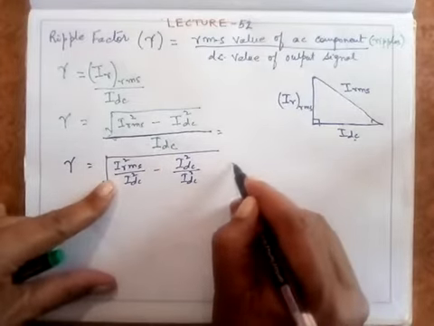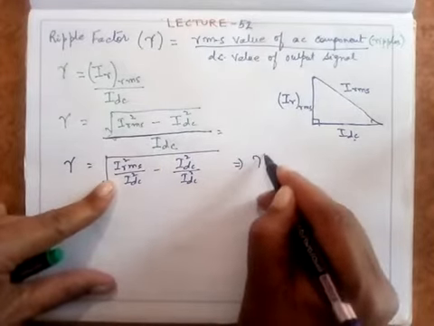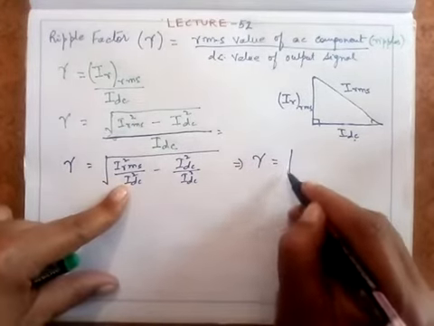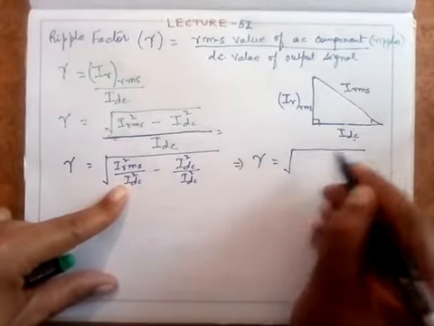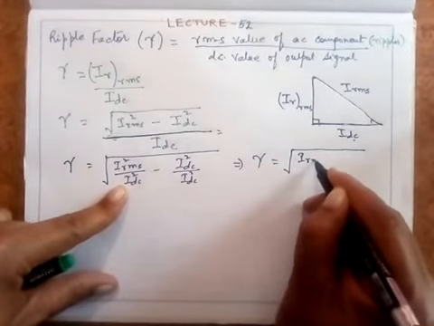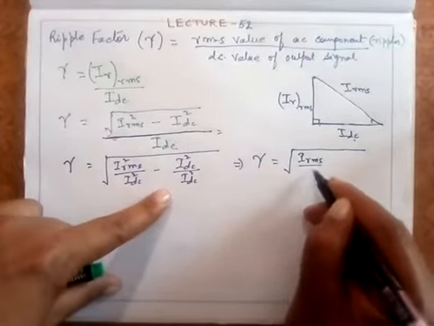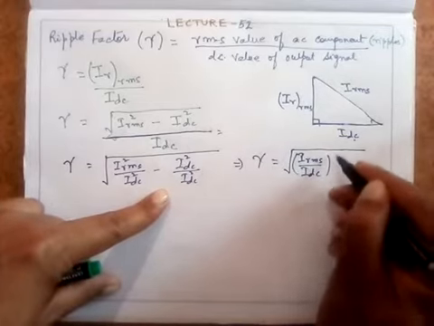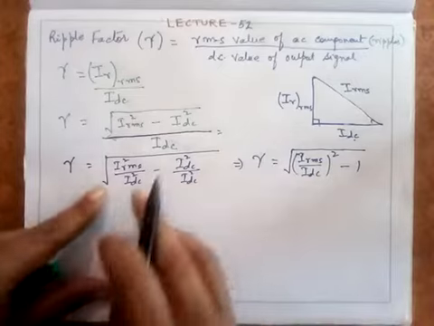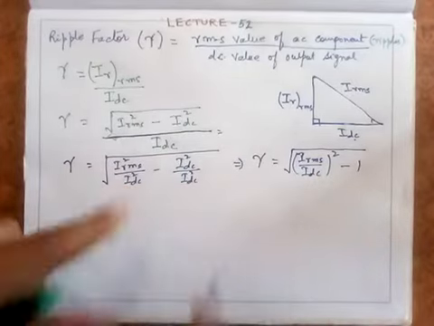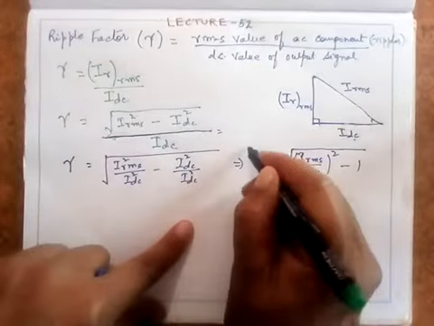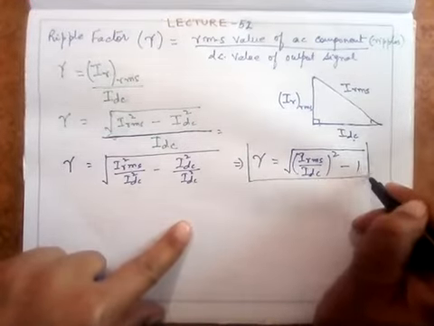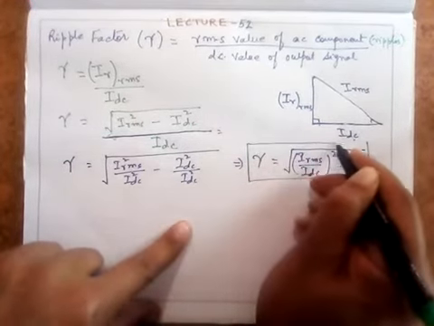So this implies that the value of gamma, the ripple factor, is equal to under root of IRMS upon IDC whole square minus 1. So this is in general the mathematical formula for the ripple factor.